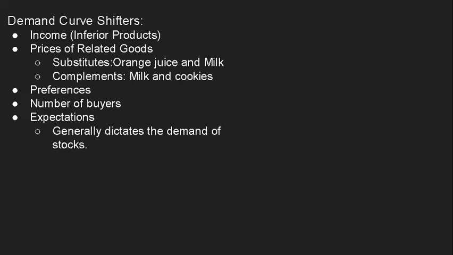And there's also expectations of buyers that can dictate the demand. Let's say buyers assume in the future that the price of milk will increase. They're going to buy more now because the price now would be less than what they expected it to be. Therefore, the demand curve will shift to the right. The demand will increase. And this is important to understand because general expectations dictate the demand of stocks, and it affects the price of stocks.